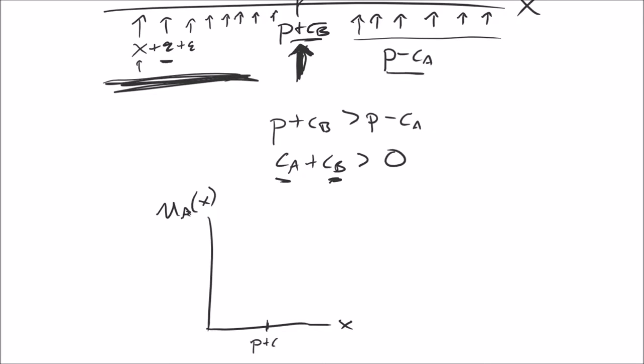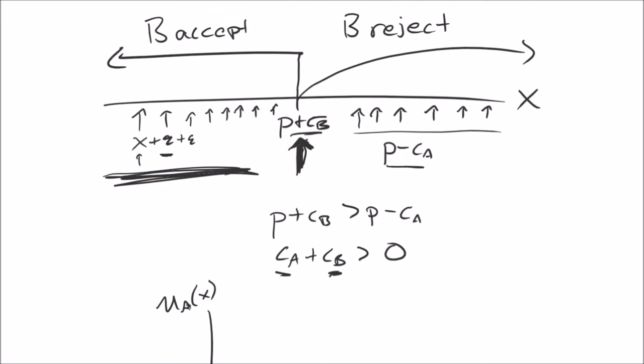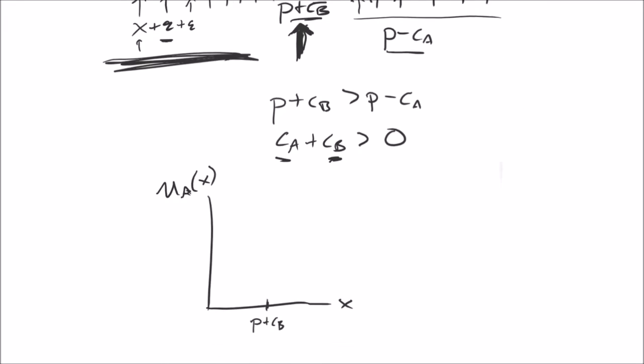And we have this critical cut point of P plus CB. So what we see is that anything to the left of P plus CB is going to be accepted, and A's utility is just equal to the size of the demand. So that increases linearly. And if it makes that demand at the cut point, it receives a value of P plus CB.